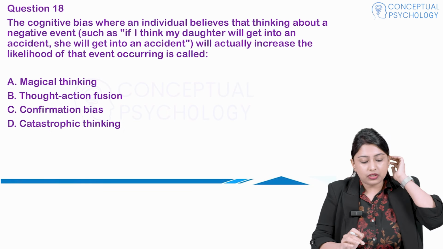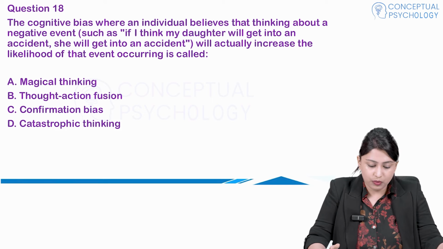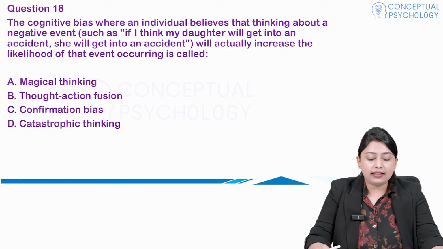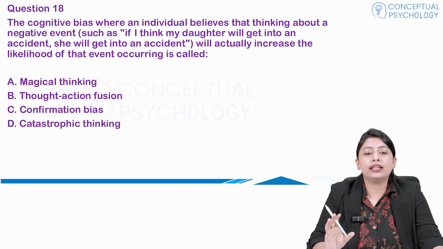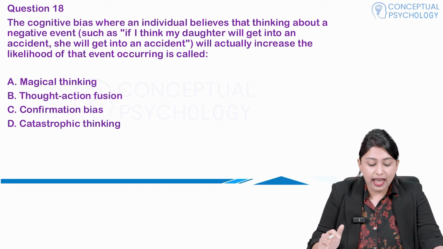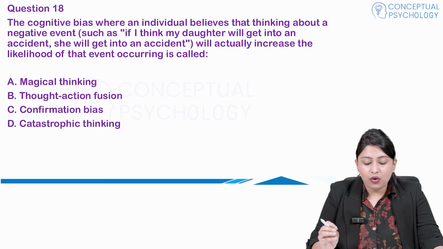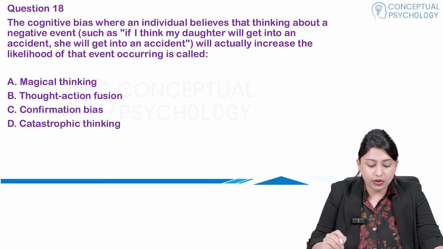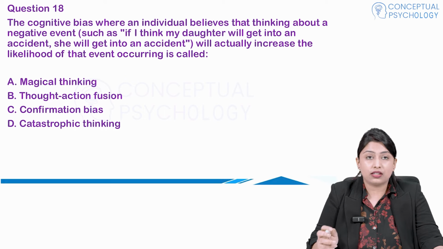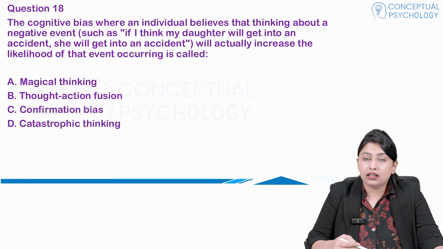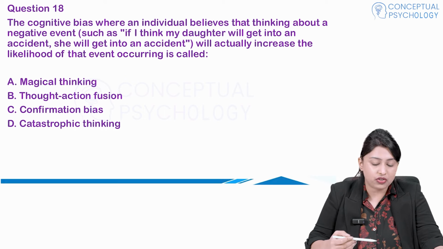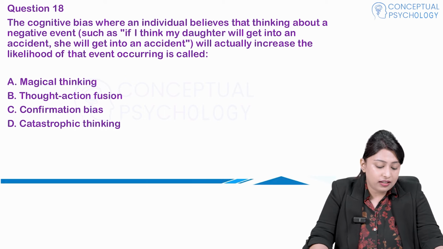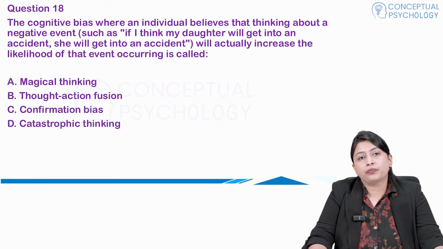Moving on to the next question. The cognitive bias where an individual believes that thinking about a negative event, such as I think my daughter will get into an accident and she will get into an accident, will actually increase the likelihood of that event occurring, is called magical thinking, thought action fusion, confirmation bias, or catastrophic thinking. So here the correct answer is thought action fusion.